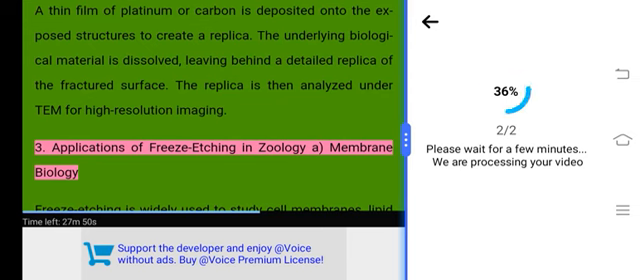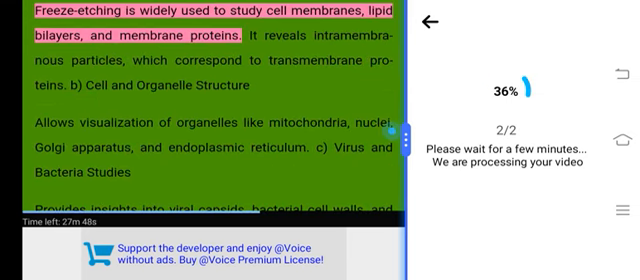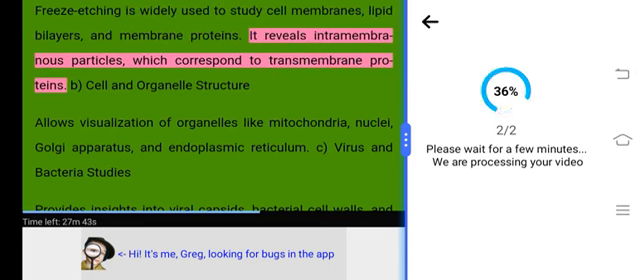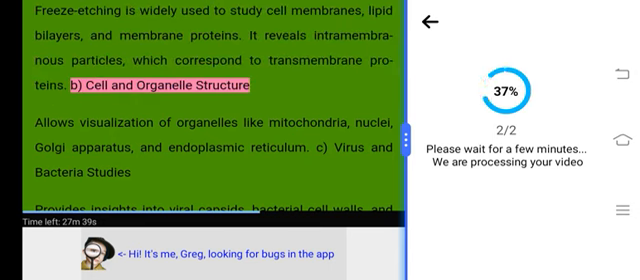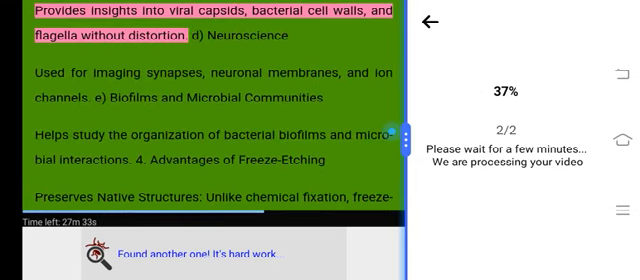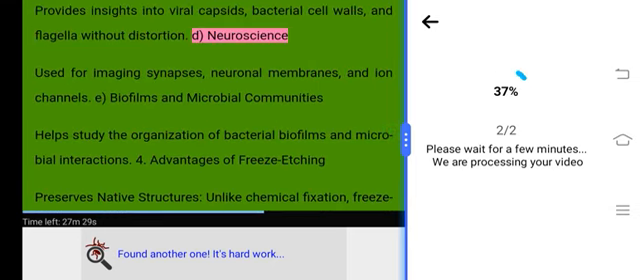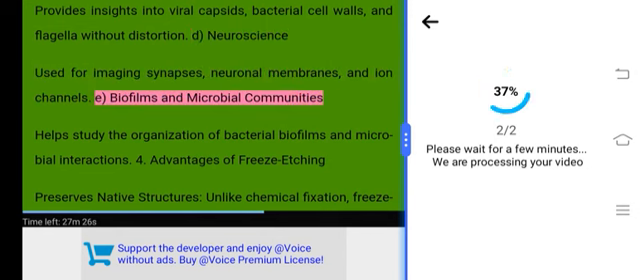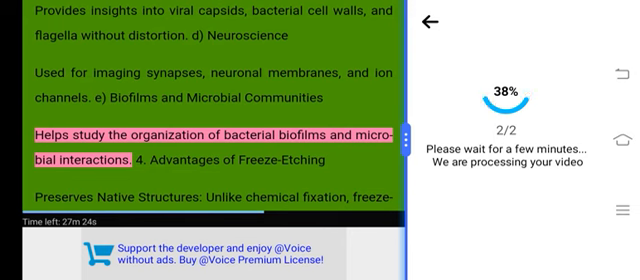3. Applications of freeze etching in zoology. A. Membrane biology. Freeze etching is widely used to study cell membranes, lipid bilayers, and membrane proteins. It reveals intramembranous particles, which correspond to transmembrane proteins. B. Cell and organelle structure. Allows visualization of organelles like mitochondria, nuclei, Golgi apparatus, and endoplasmic reticulum. C. Virus and bacteria studies. Provides insights into viral capsids, bacterial cell walls, and flagella without distortion. D. Neuroscience. Used for imaging synapses, neuronal membranes, and ion channels. E. Biofilms and microbial communities. Helps study the organization of bacterial biofilms and microbial interactions.